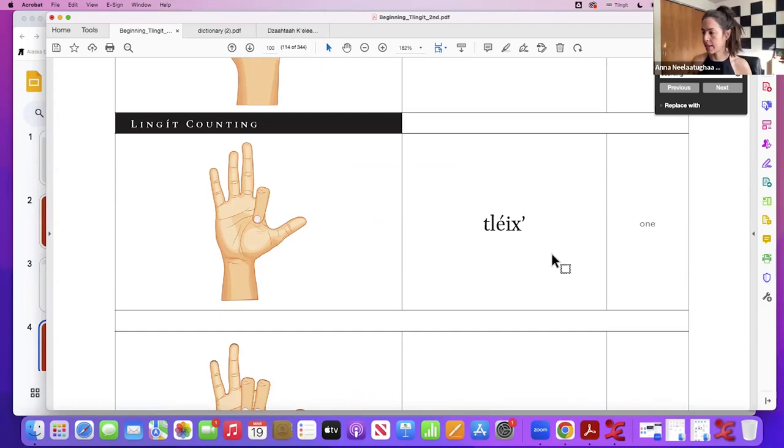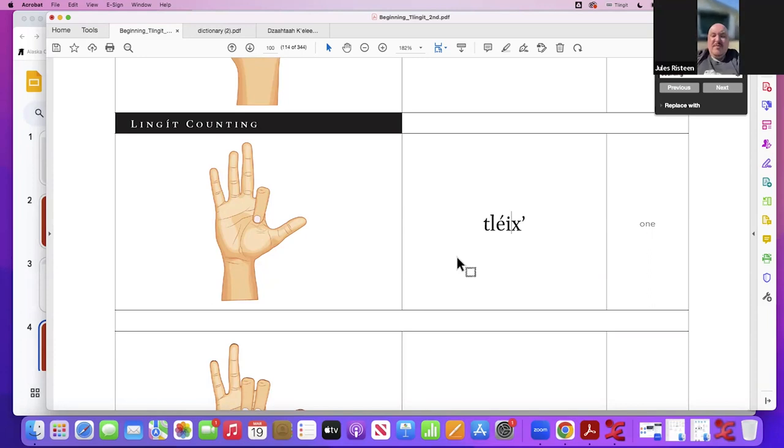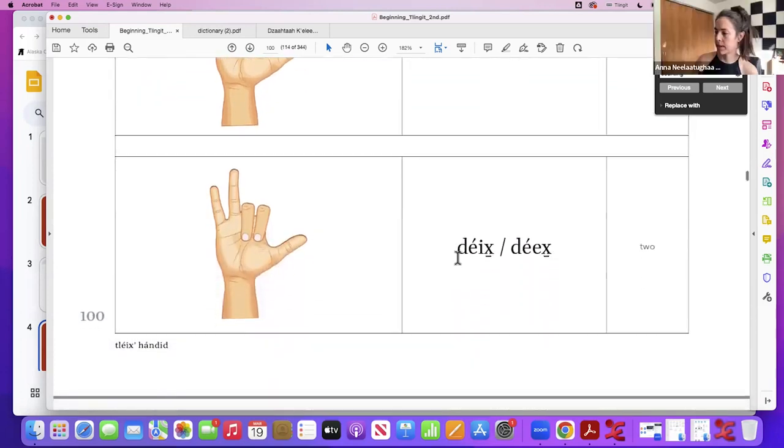It's a pinched X, and it's not underlined, which means the friction is between the top of your mouth and the top of your tongue. So let's make just that sound. Good. And then repeat after me. Clay. Clay. Good. Next one. Deeg. Deeg. Good.